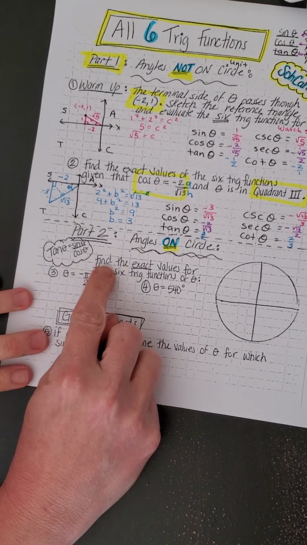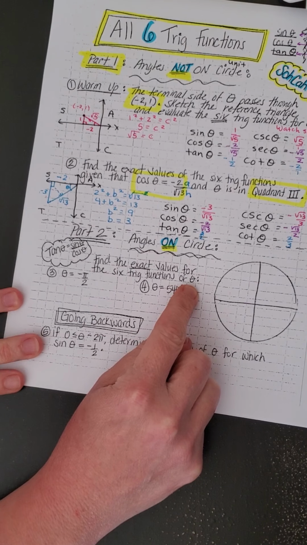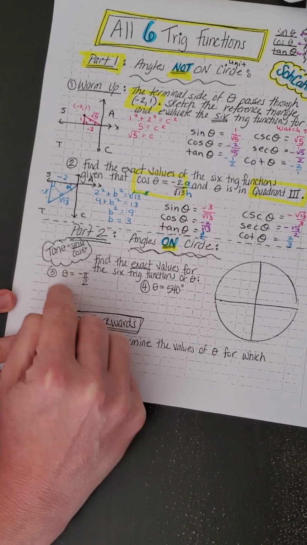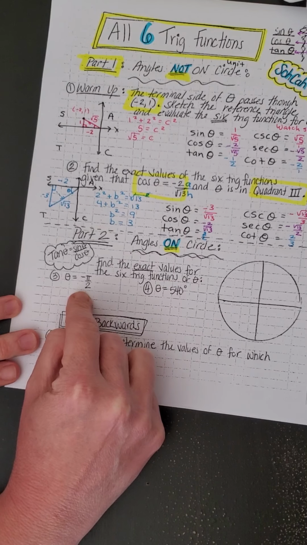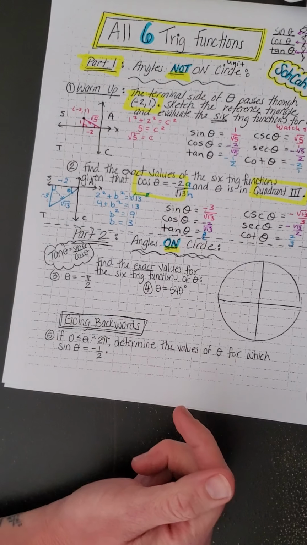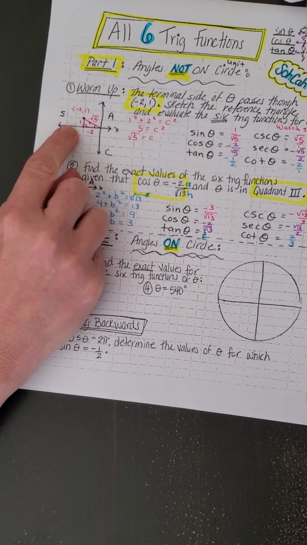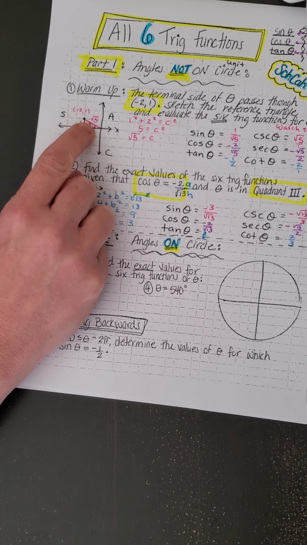So it says find the exact values for the 6 trig functions of theta. And it says that our angle is pi over 2. Well, this time we're given the angle, and so we can tell whether or not that's on the unit circle. I could tell that the earlier one was not on the unit circle because my hypotenuse was a square root 5. That's impossible, right? A square root 5, the hypotenuse should be a 1 if we're on the unit circle.